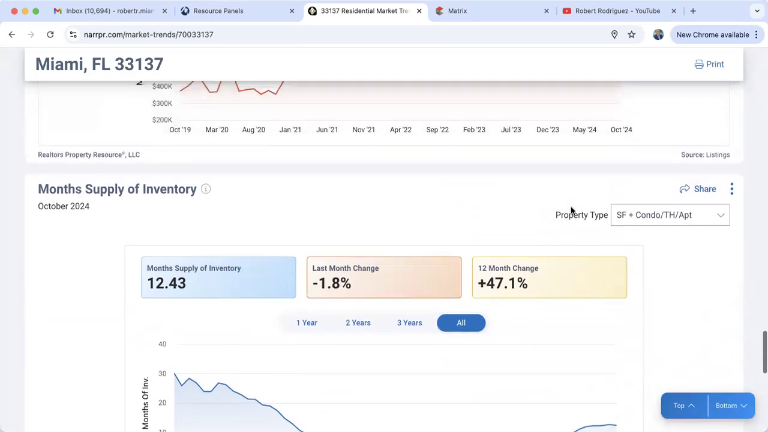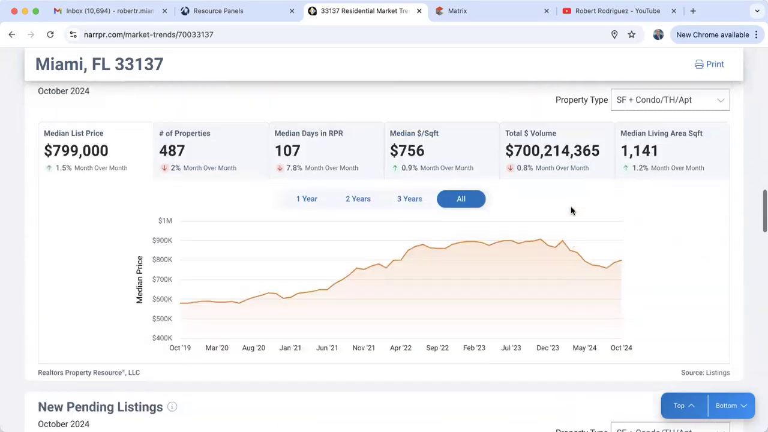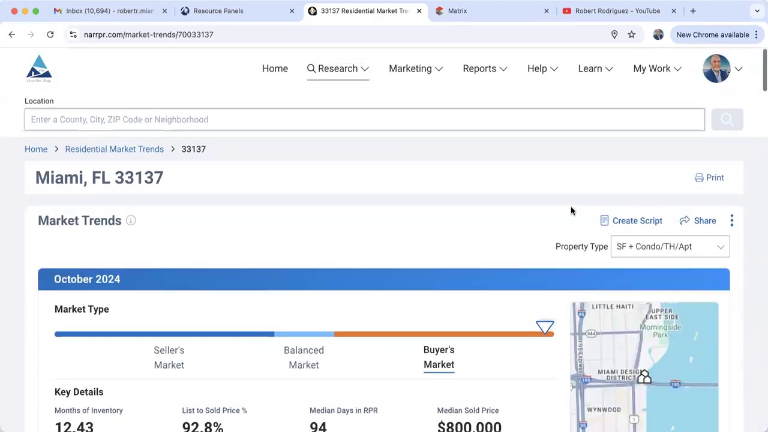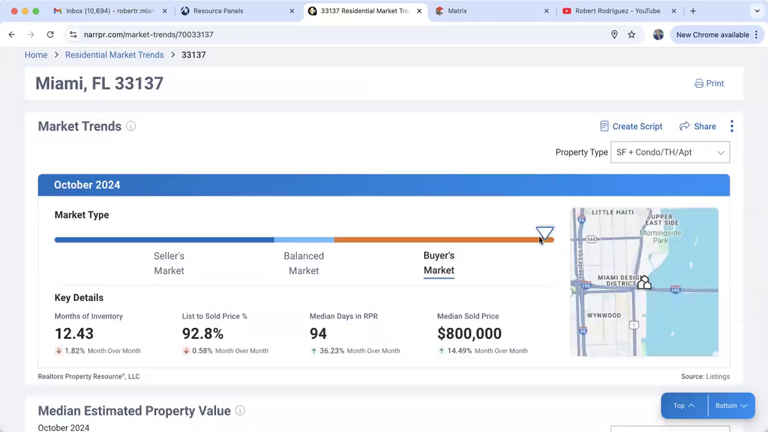Guys, what does that mean? We are in a buyer's market. Take a look over here, all the way to the top. We are in a buyer's market, right? Seller's market, balanced market, buyer's market. We are definitely in a buyer's market.